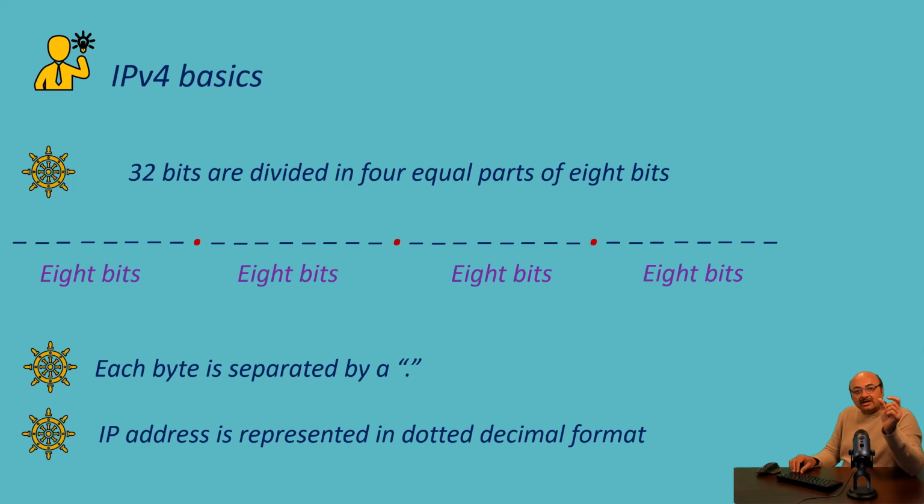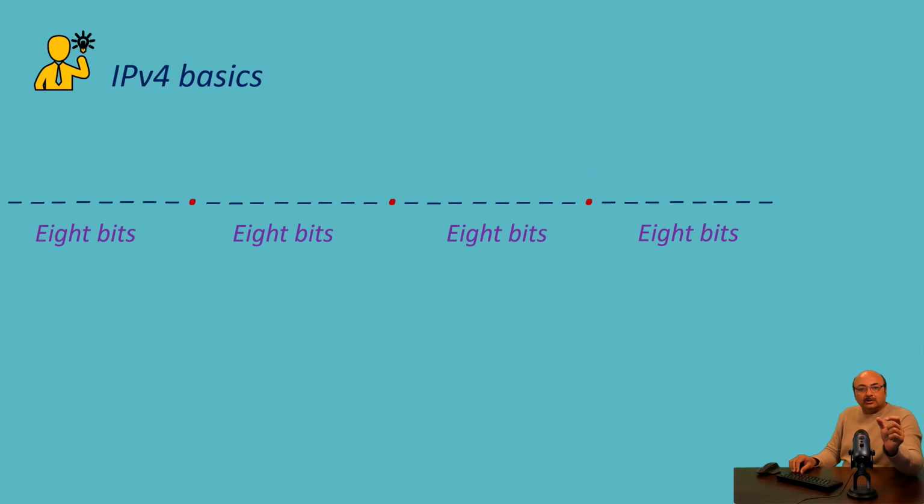Now, we say that an IP address is 32 bits and divided into 4 equal parts. With 8 bits, we know the minimum value is 0 and the maximum value is 255. Take an example: 192.168.10.1 is a valid IP address. Why? Because if you look at the first octet, or the first byte, the value is 192. It is in the range 0 to 255, and that is why it is valid.